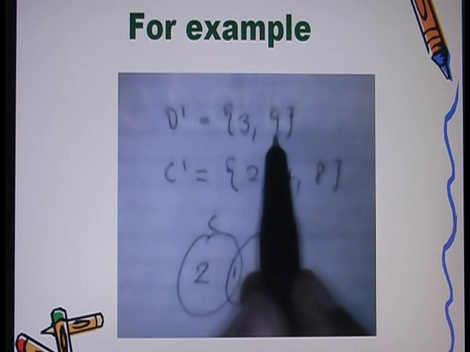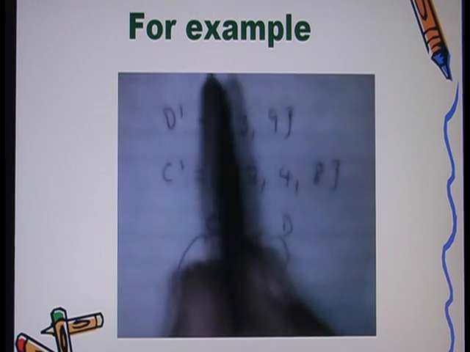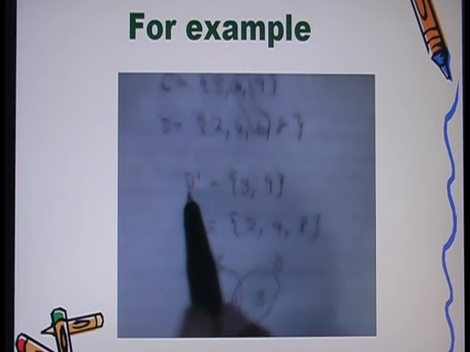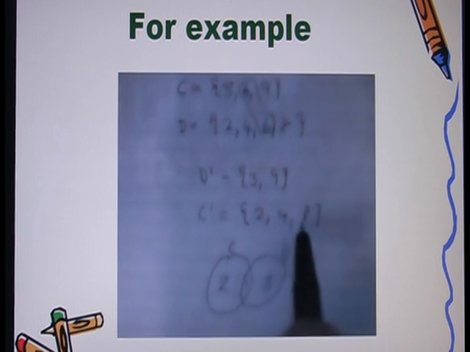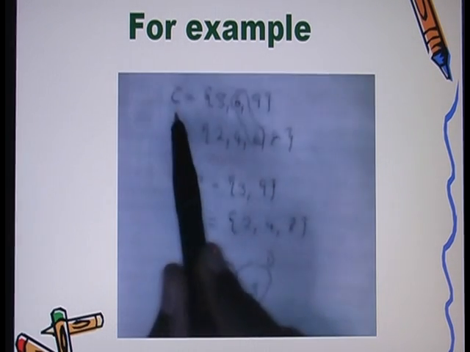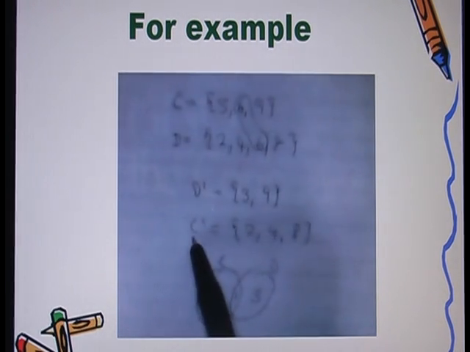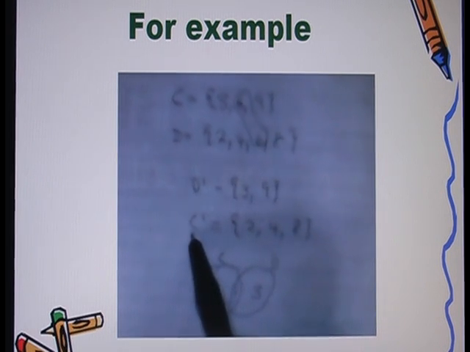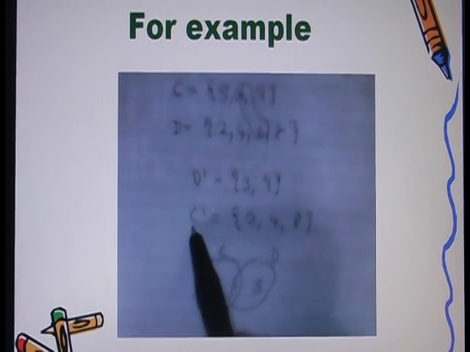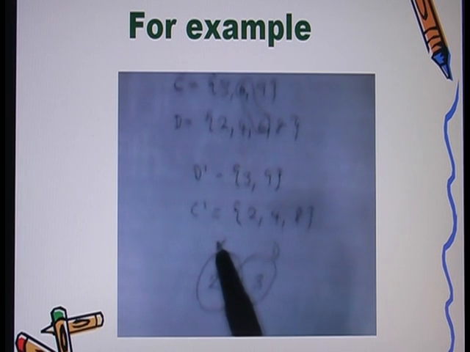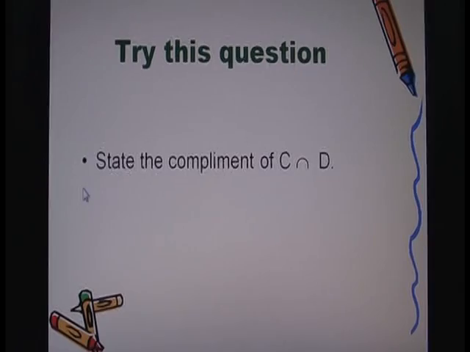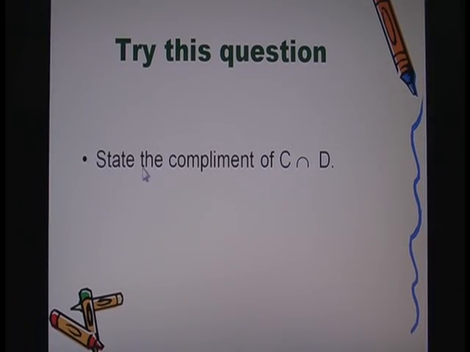So these elements do not belong to set D, so they are complement of set D. These elements do not belong to set C, so they are complement of set C. That's what we mean by complement of a set. Try this question. State the complement of C intersect D.